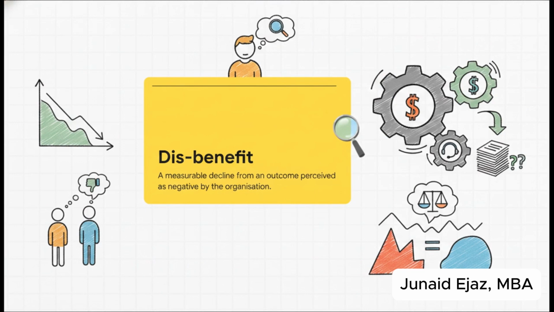But listen, reality is complex, and we have to acknowledge the downside. Enter the disbenefit. This is a measurable decline resulting from a specific outcome. Because look, what serves as a massive efficiency benefit to the finance department might actually be a measurable disbenefit to the customer service department if it increases their administrative workload. Acknowledging this doesn't mean your program is failing. In fact, being totally transparent about disbenefits builds enormous trust with your stakeholders.